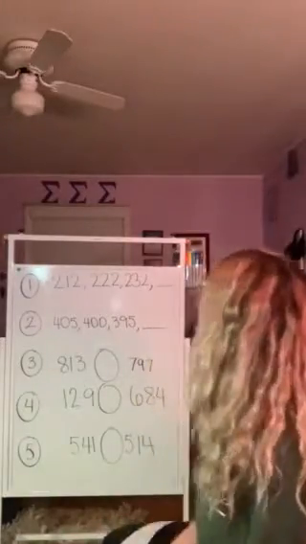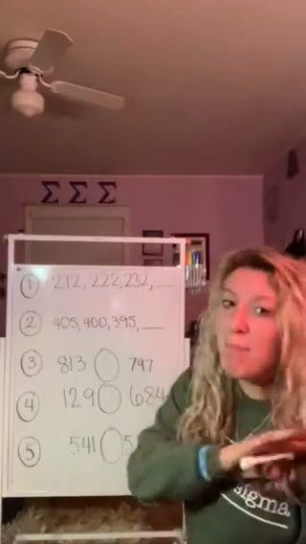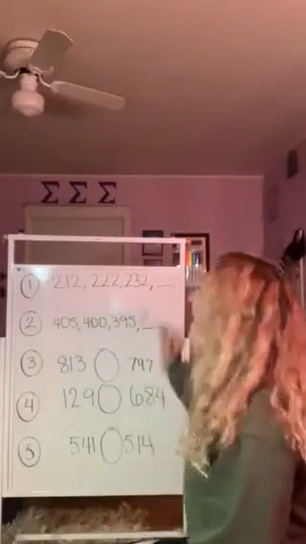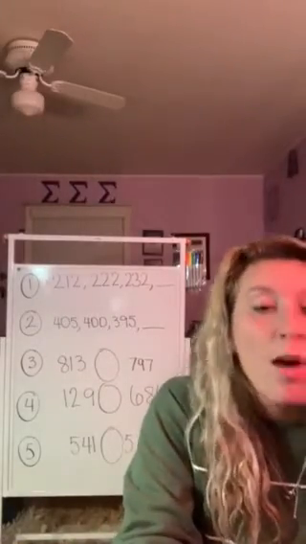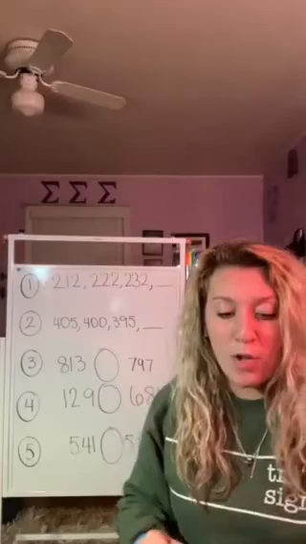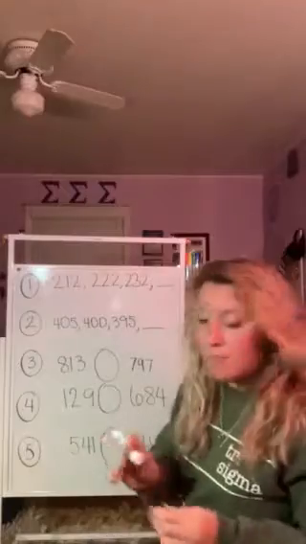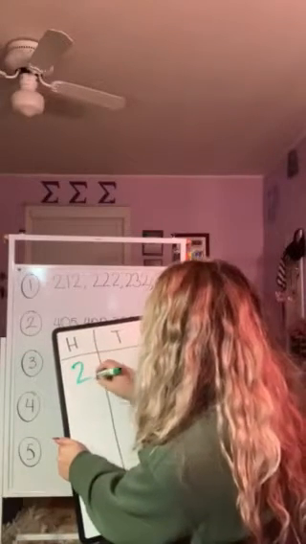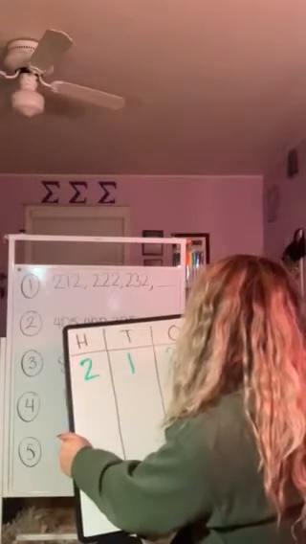So if we look at number 1, I see a number sequence. One thing that makes it much easier to look at a number sequence that's written side by side like this is to rewrite it in our place value charts, stacked on top of each other. So I'm going to show you how I'm going to recreate this list of numbers in my place value chart. I see that my first number is 212. I have a 2 in the hundreds, a 1 in the tens, and a 2 in the ones place.